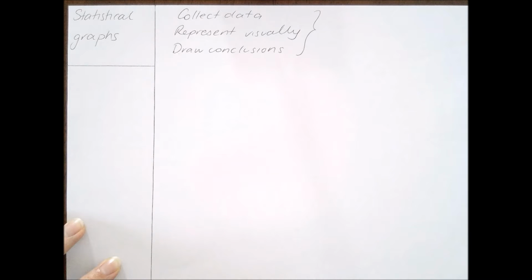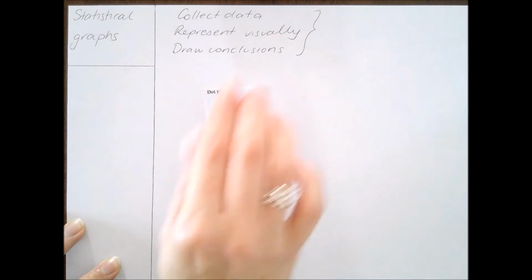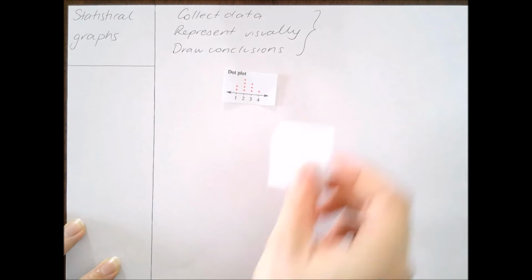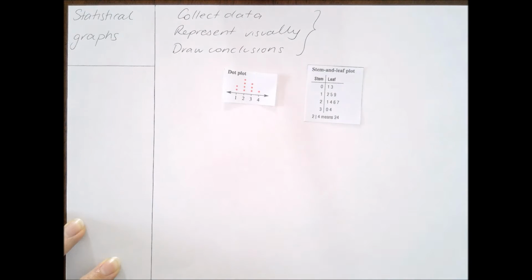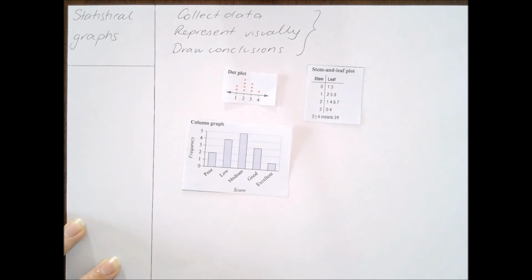The kinds of things we might draw or create so that we can understand that data might be a box plot, a dot plot, so nice and simple. It might be a stem and leaf plot. We've seen those in year 9 before. Might be a column graph, right? Very simple bar graph, information on the bottom and the amount of times it happened or frequency there.